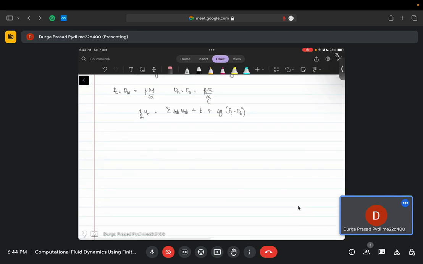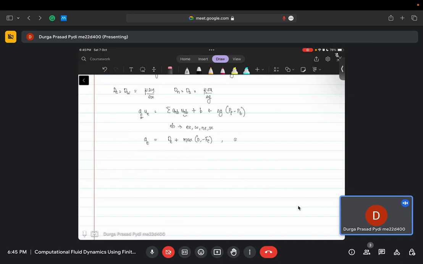The question is what are my NB, or east, west, north, south? These will be my neighboring faces. So what are the coefficients? For the east coefficient, it's the same as what we have done for convection: d east plus max of 0 comma minus Fe. Everything else is very similar. If you are using the upwind scheme, this is what you will have.